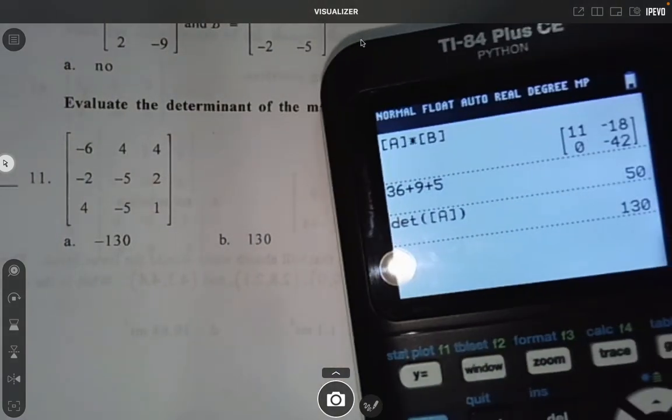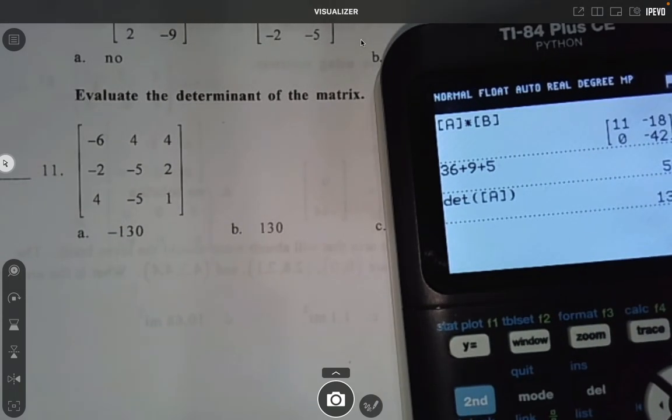So 10 what number? No, 10's not. Now, there may be one like it in the short answer or something, because I'm kind of surprised that's not on there.